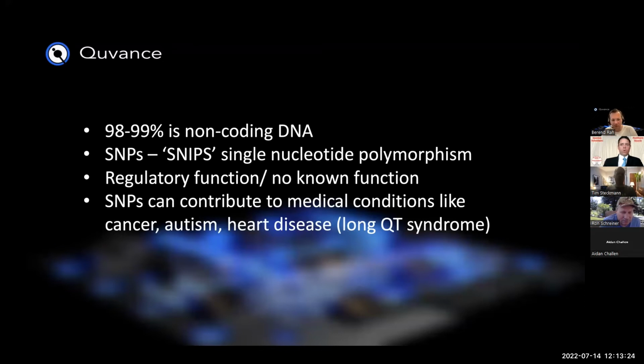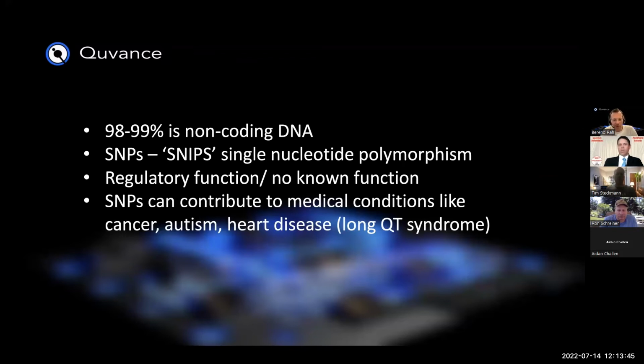The rest is, we don't really quite know what it is. We used to call it junk DNA, which is probably a bit unfair because it's hard to imagine that there's a lot of junk in evolution. So 98 to 99% of our DNA is non-coding, and we only understand a very small part of it.